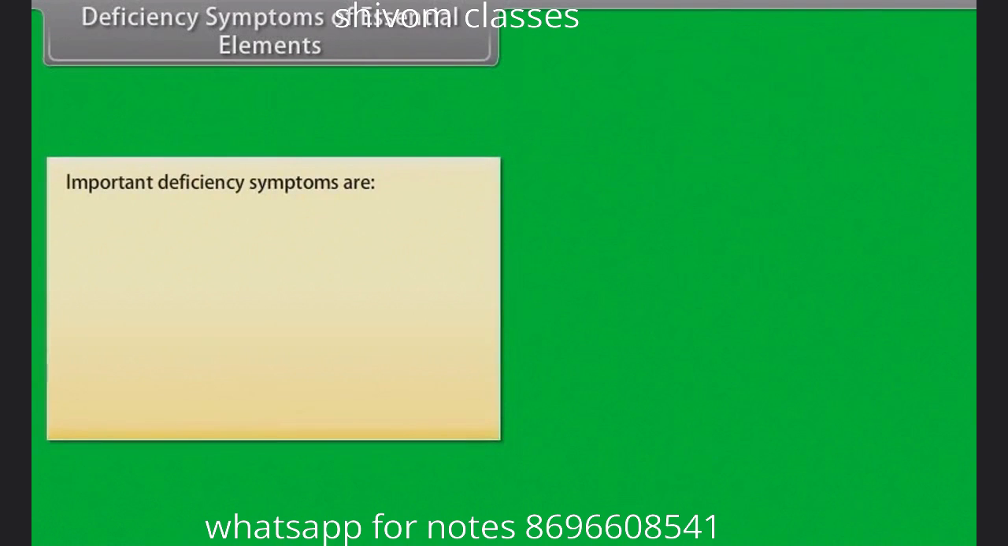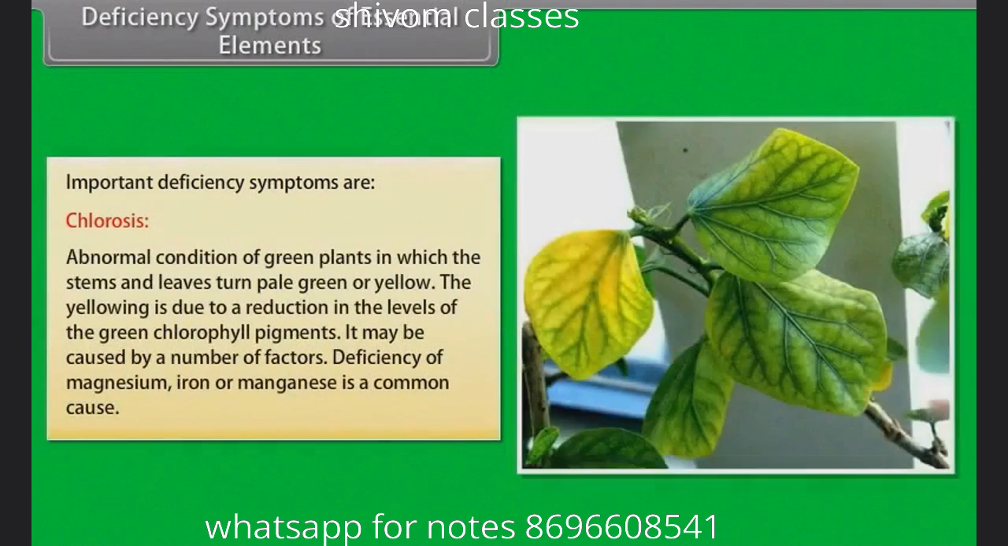Important deficiency symptoms are chlorosis, an abnormal condition of green plants in which the stems and leaves turn pale green or yellow. The yellowing is due to a reduction in the levels of the green chlorophyll pigments. It may be caused by a number of factors. Deficiency of magnesium, iron or manganese is a common cause.